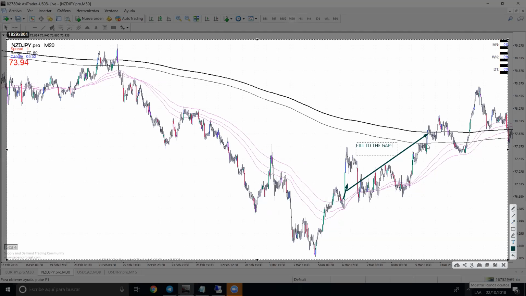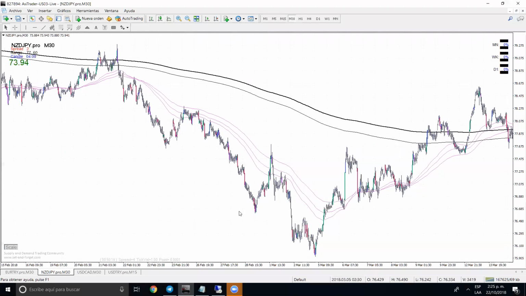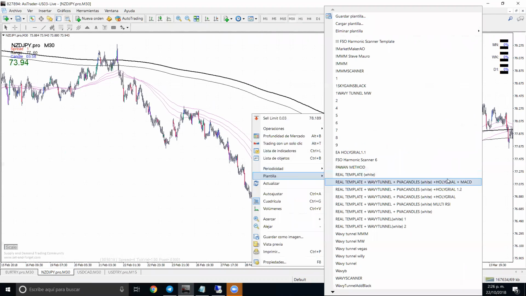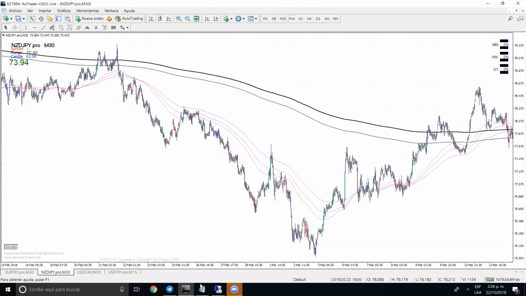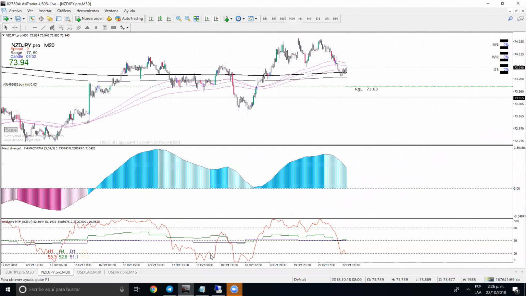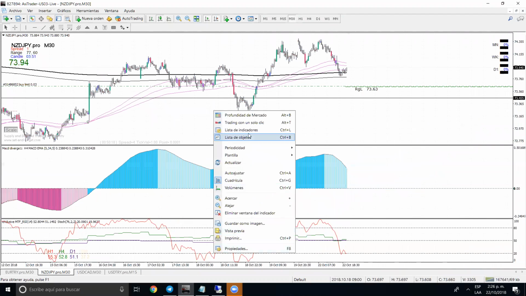Okay, for those trades, you need to check for divergency. For that, we can use a MACD with a special configuration for this template. Let me add it. Okay, let's remove this indicator. We're not going to use it.